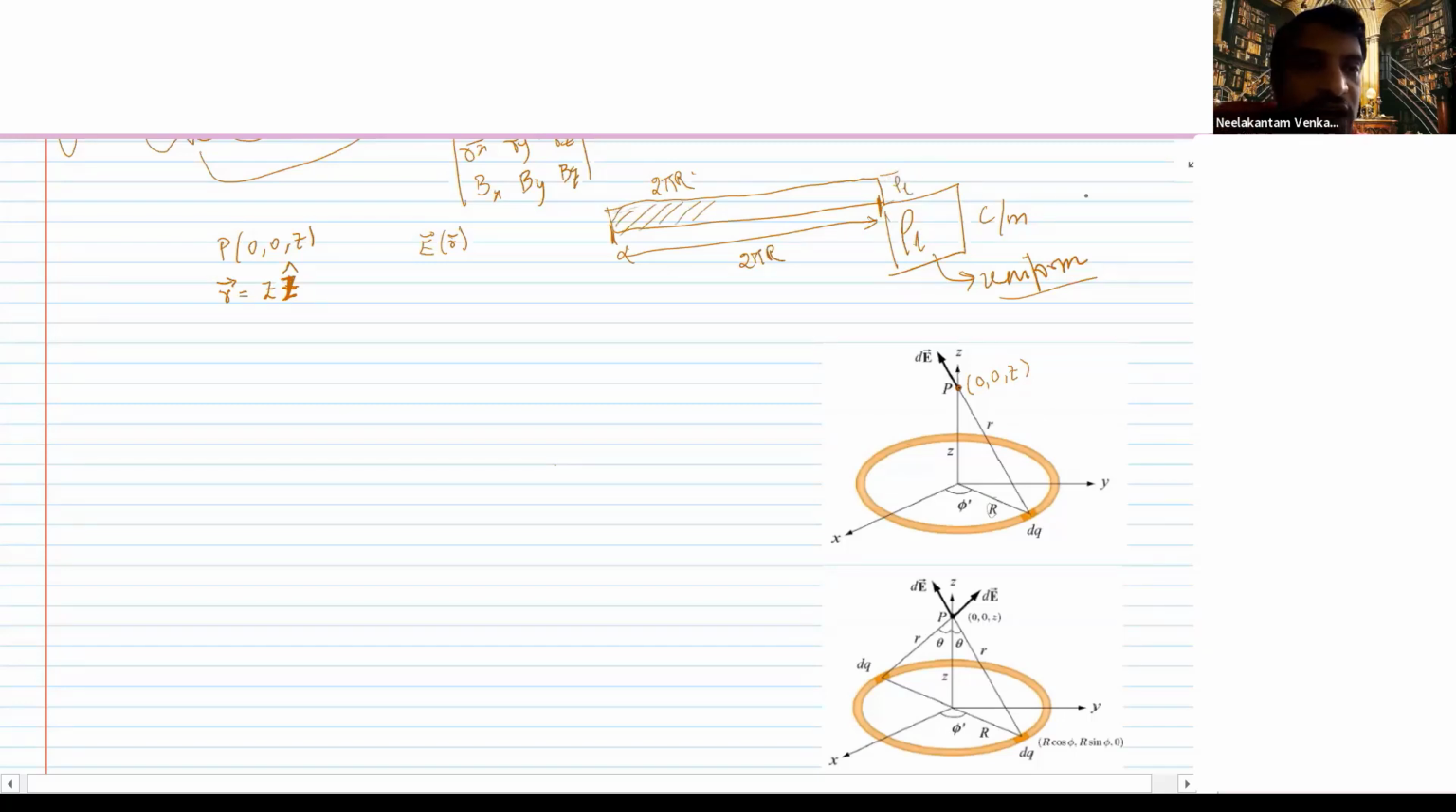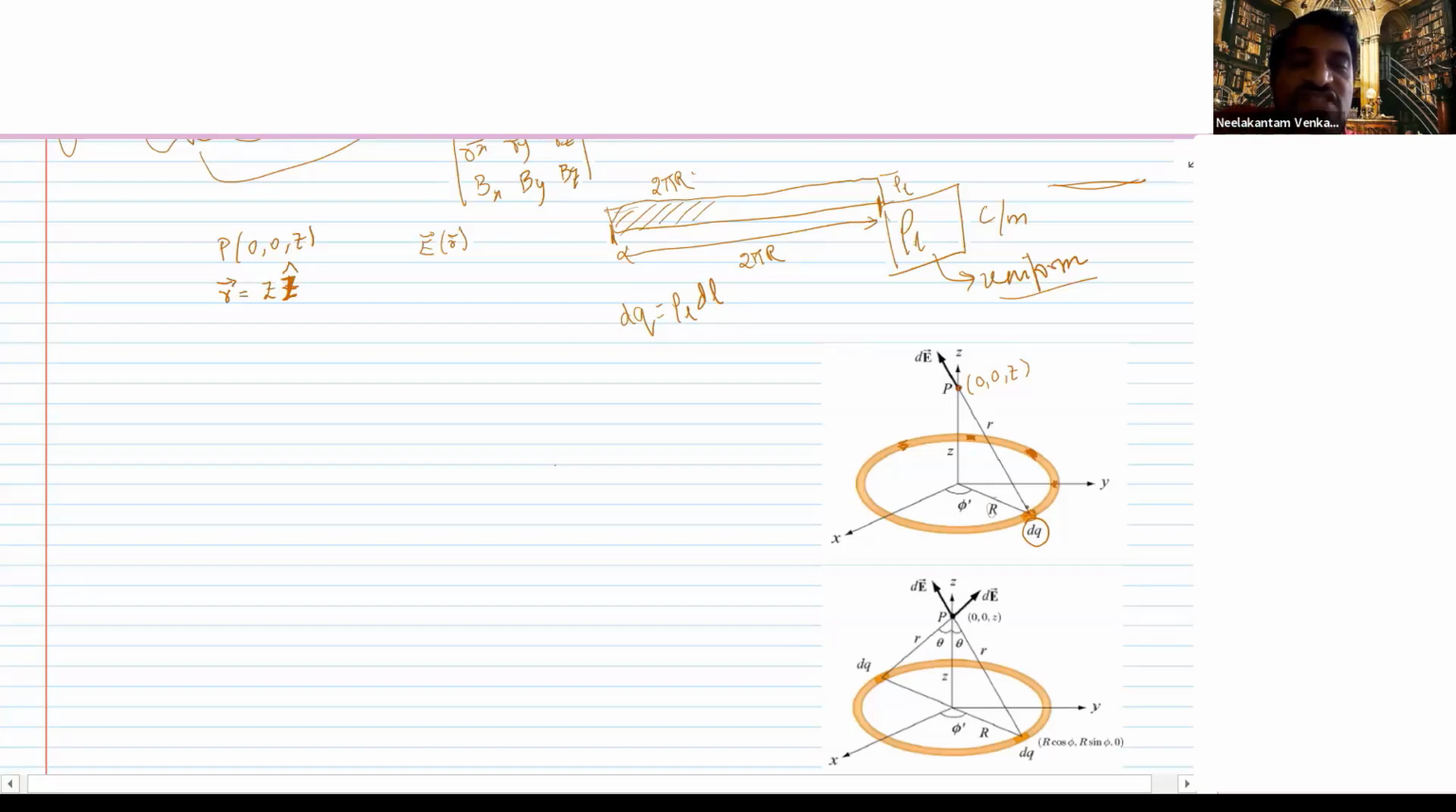It is uniform, meaning that at this location, whatever charge you see is exactly the same charge that you see at this location. It's the exact same charge you see here. It's all the same. It's not that at some places it's high and at some places it's low. It's always the same. I want to find what this dq is. How do I know dq? dq is ρL dl.